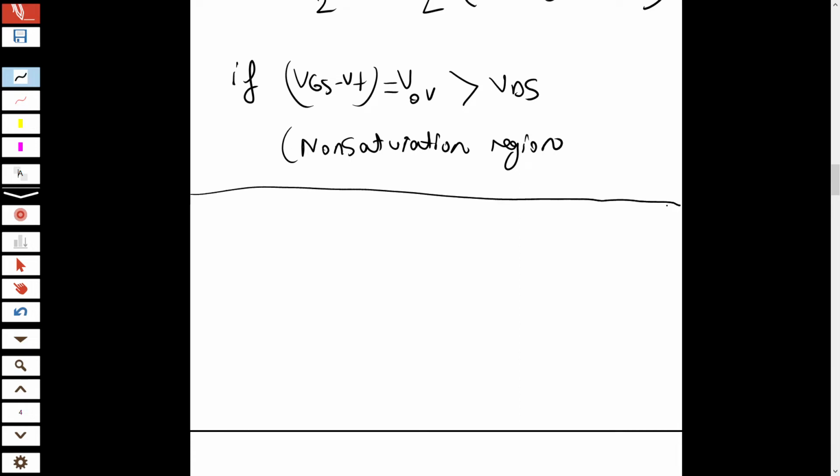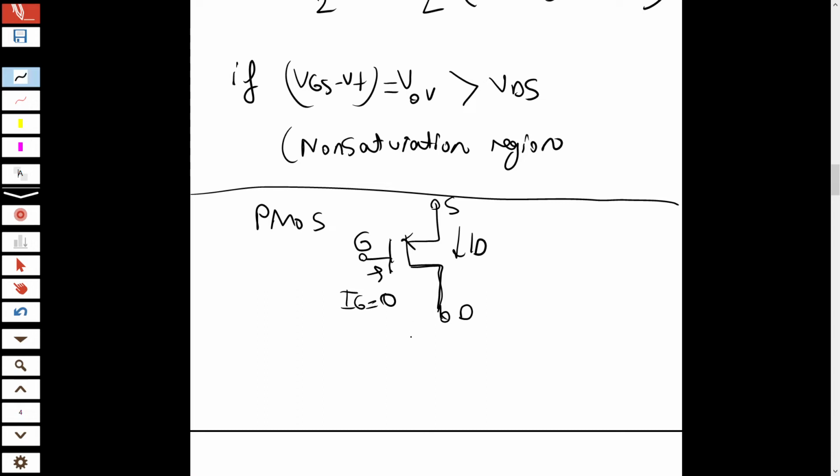Let's now investigate second type of MOSFET. It is called PMOS and its symbol is like this. In PMOS, source at the higher potential and then gate and then drain, there is still an ID current. Gate current is 0. This time we look at V source G, not VGS, because source at the higher potential. So the first region is cutoff region.